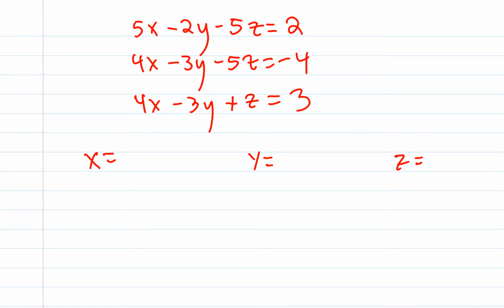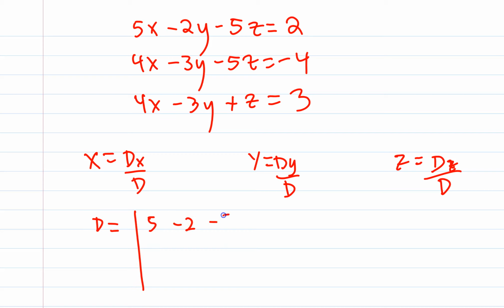So here, remember, x is going to be dx over d, y is going to be dy over d, and z is dz over d. I'm not asking you to memorize all of this. You can put some of this on the note card for the test, okay? D is the determinant of our coefficients. 5, negative 2, negative 5, 4, negative 3, negative 5, 4, negative 3, 1.